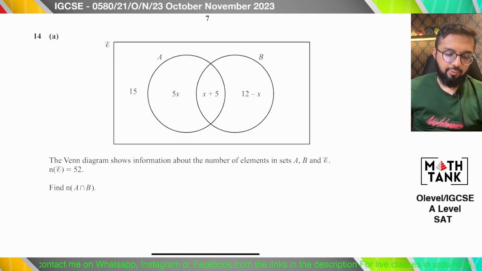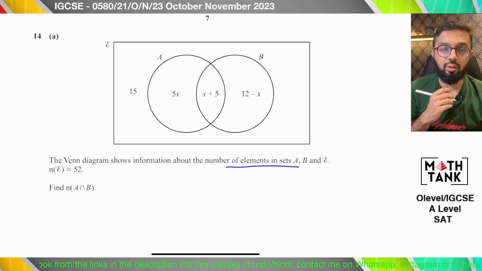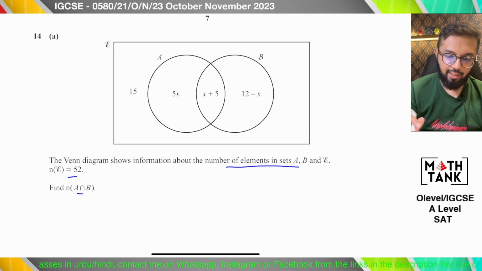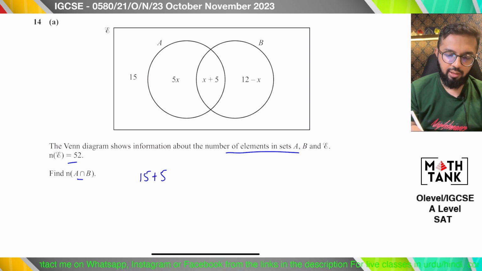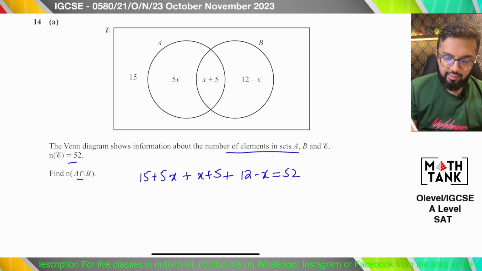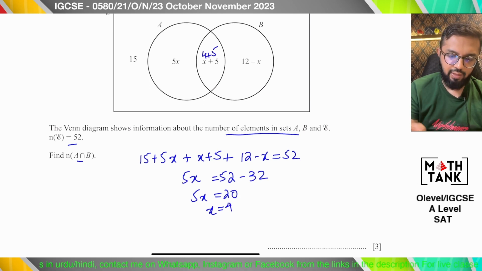Next question, question number 14. I see a Venn diagram. The Venn diagram shows the number of elements in sets A, B, and the universal set. The universal set has 52. I want to find the intersection, which is x plus 5. I know that when I add up all of them, I should get 52. So I get 6x plus 5x plus 20, which is 32, so that equals 52 minus 32. 5x equals 20 and x equals 4. So what is in the middle? 4 plus 5, which is 9.